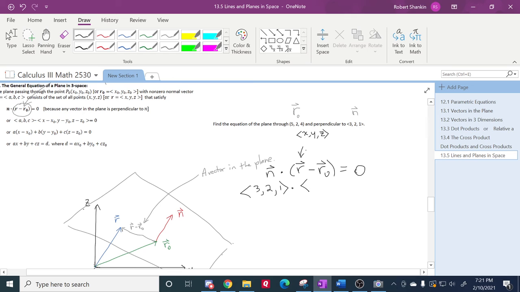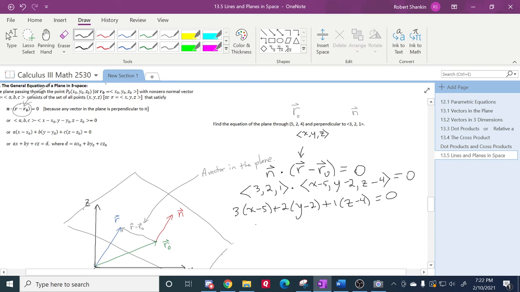So we're going to get x minus 5, y minus 2, z minus 4. That's that vector. We've got to get 0. Then when you dot product them together, you get 3 times (x minus 5) plus 2 times (y minus 2) plus 1 times (z minus 4) equals 0. Now you can clean this up a little bit.